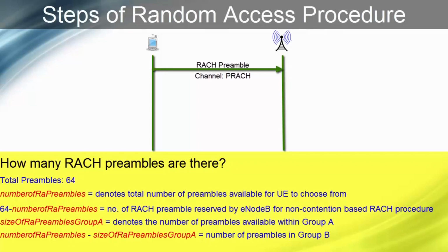Now UE needs to decide the group from which it needs to choose the preamble, Group A or Group B. The group is decided on the basis of the size of the L3 or L2 message to be sent to eNodeB. For example, at the time of registration, the L3 message RACH connection request is sent to the eNodeB. If the size of the RACH connection request is greater than SIB2 parameter message size Group A, the preamble will be selected from Group B, else the preamble will be selected from Group A. From the selected group, UE randomly chooses a preamble.